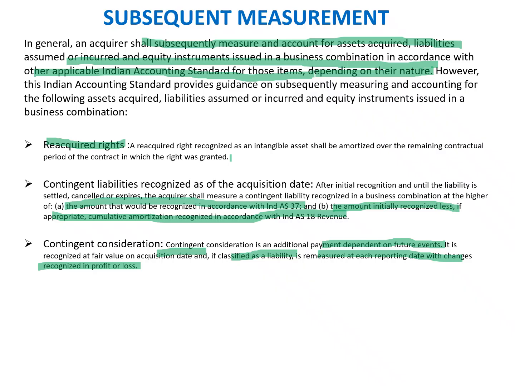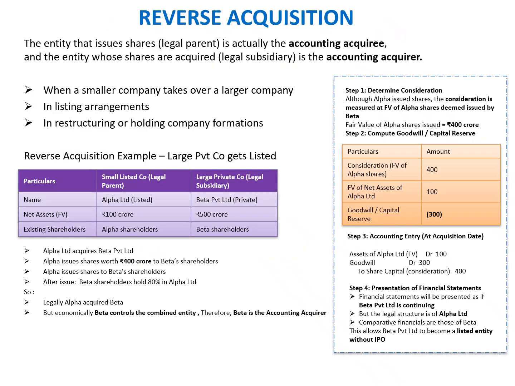The amount that was credited at the time of the initial measurement will remain the same. Typically, for subsequent measurement, largely all the assets and liabilities acquired are treated as per the principles of the respective Ind AS. But for these three cases, reacquired rights, contingent liabilities, and contingent consideration, there is a separate rule mentioned by Ind AS 103. So we'll move to the next slide.